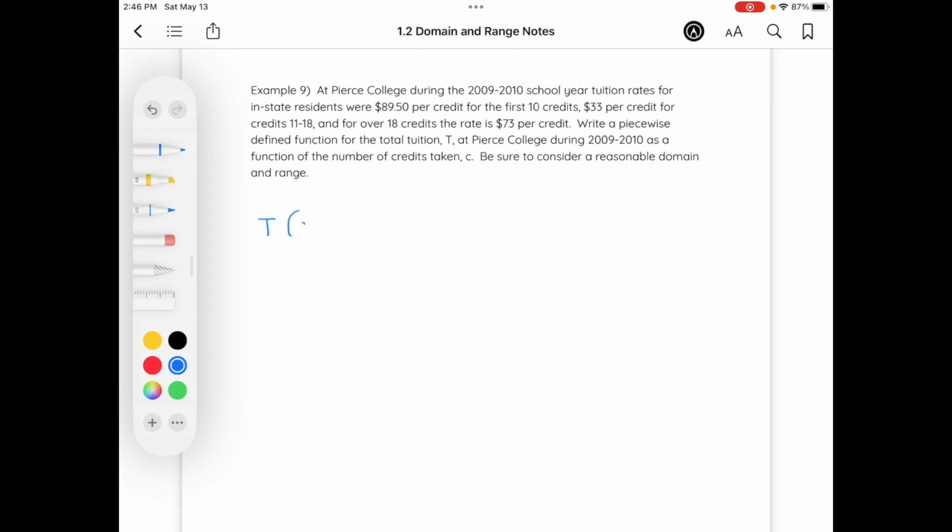So the tuition is dependent upon how many credits I am taking. Now, typically we take a whole number of credits, but it is possible to have half and maybe even quarter credits. So I'm going to take that into consideration when I'm restricting my domain. But I'm going to have 3 lines, right? I have $89.50 per credit for the first 10 credits.